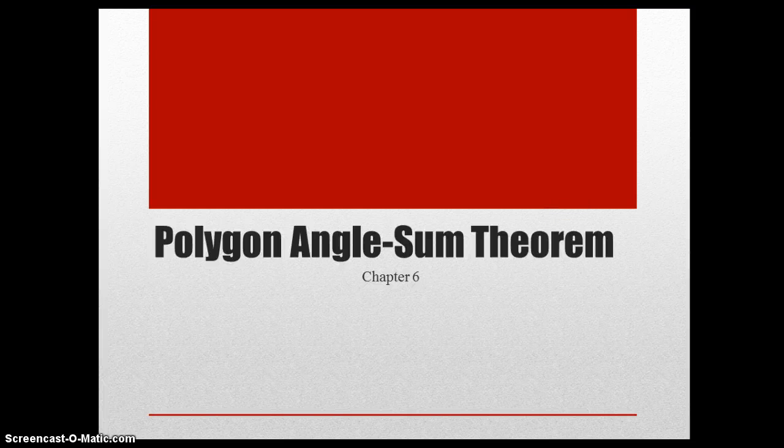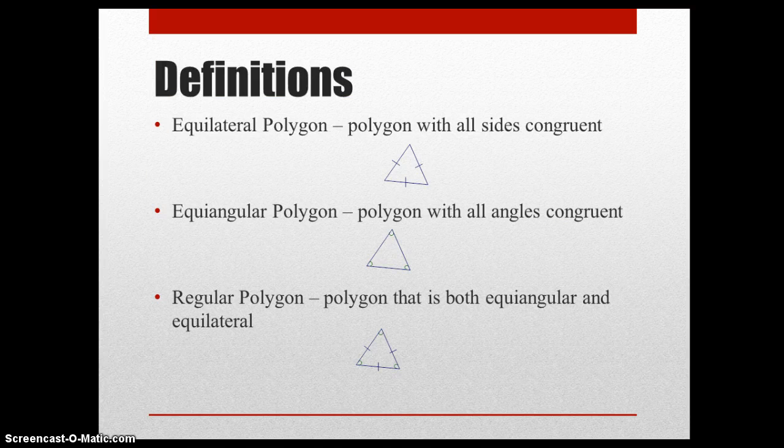Today's lesson is going to be talking about polygon angle sum theorems. But before we do that, we're going to talk about a few definitions we need to be familiar with. First of all, an equilateral polygon is a polygon with all sides congruent. We often see that in the equilateral triangle, but another one that we're very familiar with is the square.